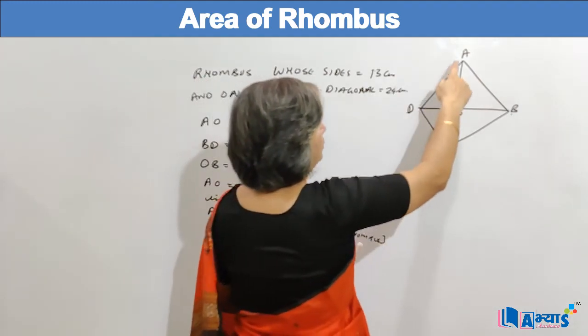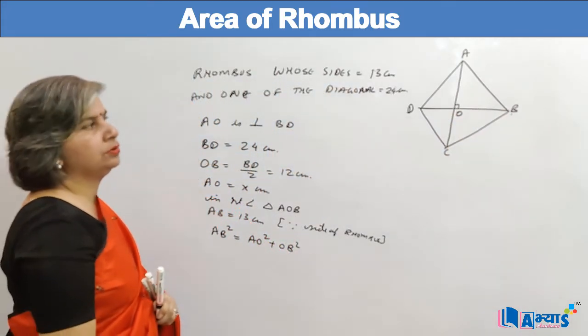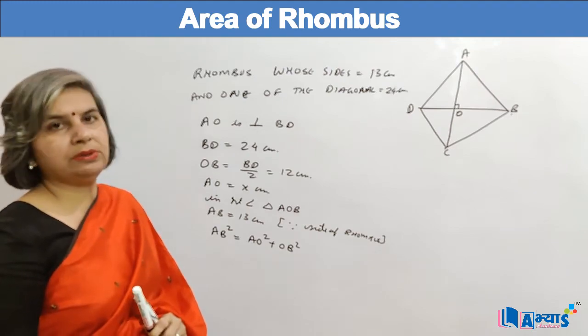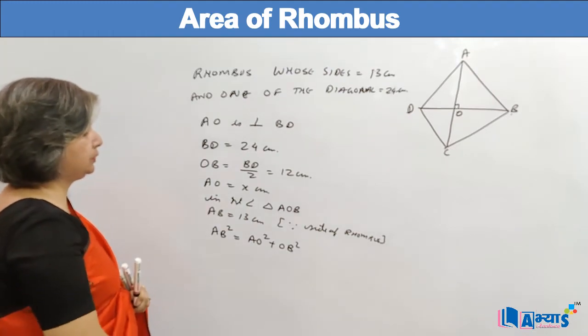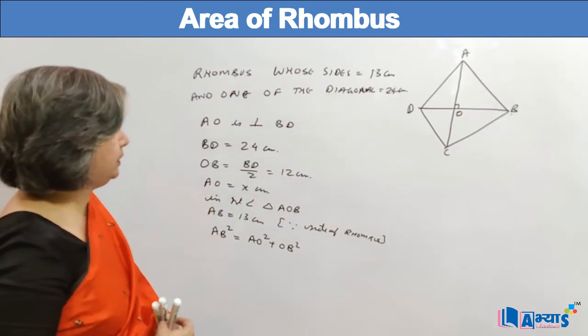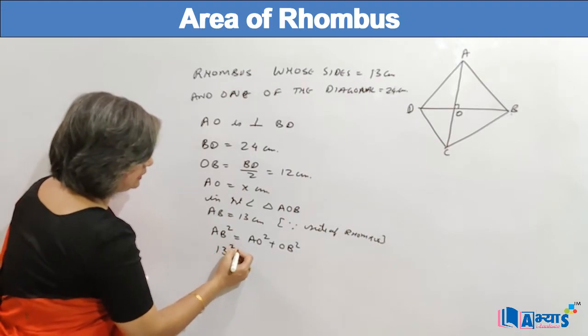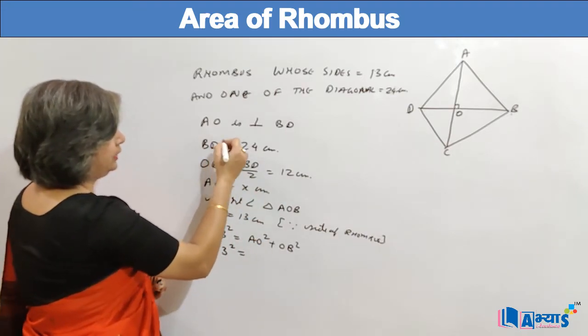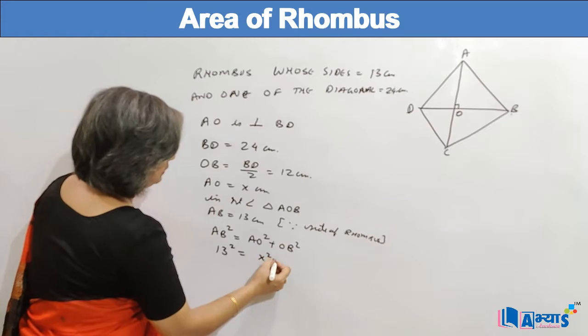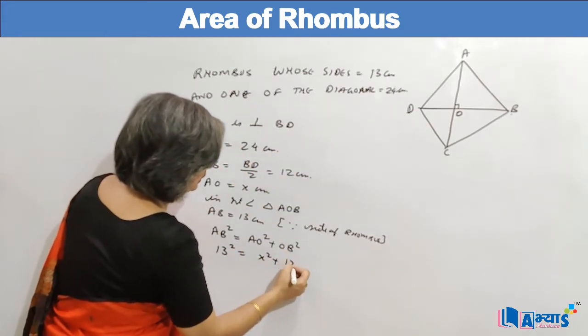So AOB is a right angle, right angled at O. According to the Pythagoras theorem, the hypotenuse square is equal to the sum of squares of the other two sides, or we can say AB square is equal to AO square plus OB square. Now we know that AB is equal to 13 centimeter, so 13 square is equal to X square plus 12 square, since BD is 24, so OB is 12 centimeter.